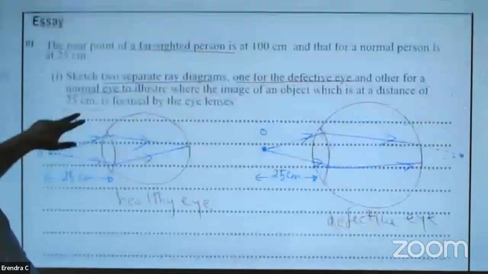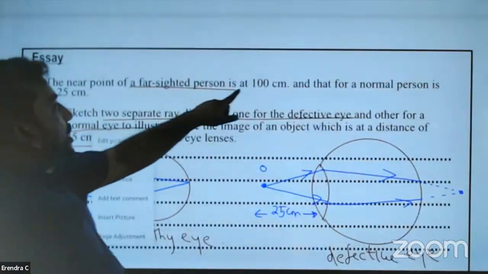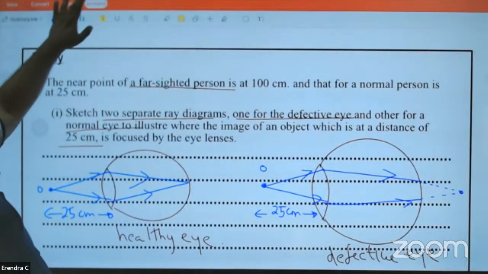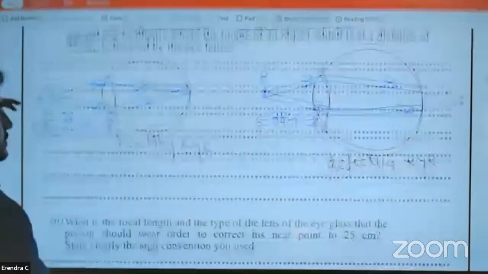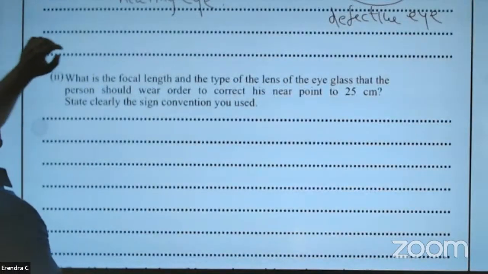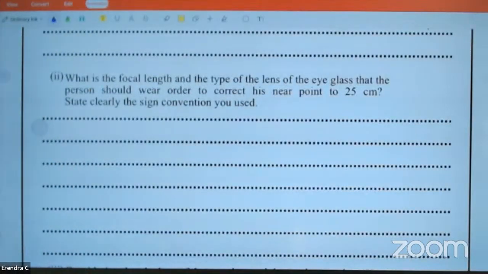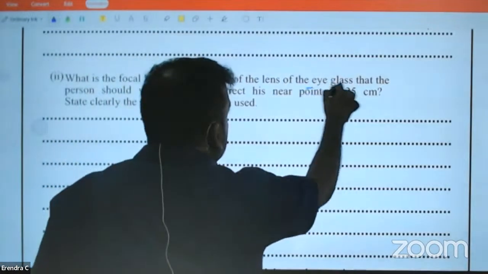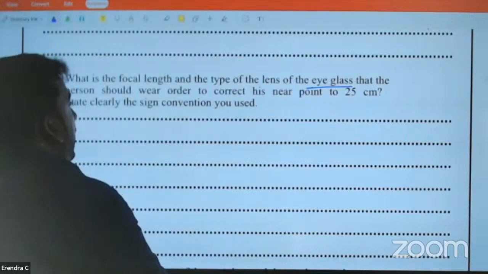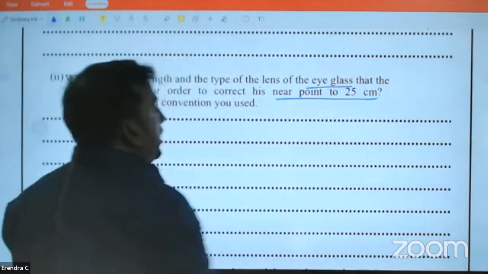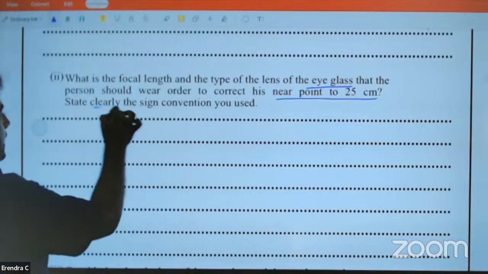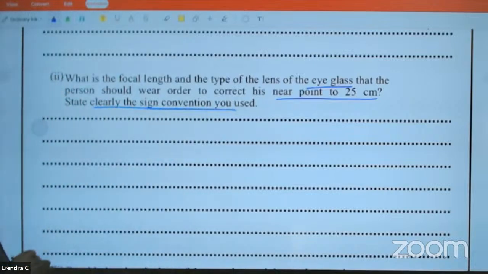Just have a look at this. Near point is 100. What is the focal length and type of lens for the eyeglass that he should wear to correct his near point to 25 centimeter? Far-sighted people wear convex lenses. State the sign convention you use.